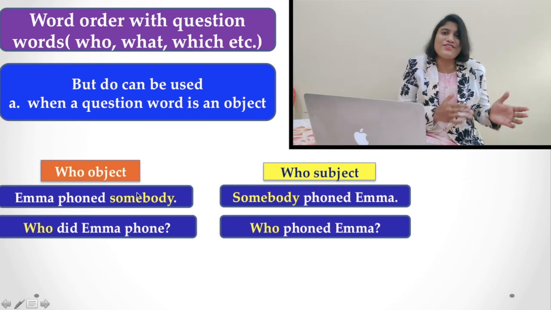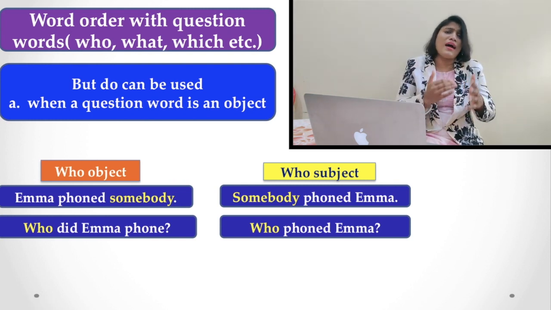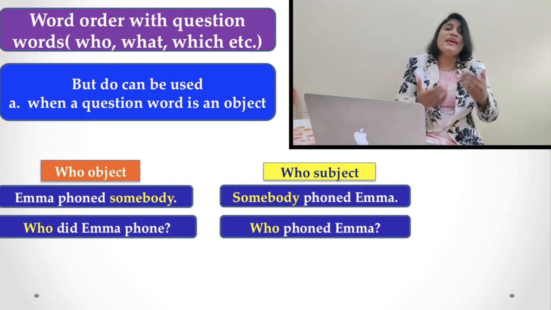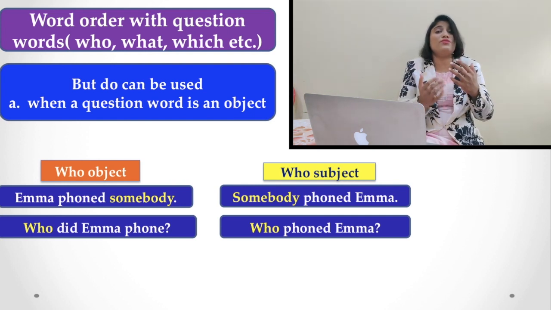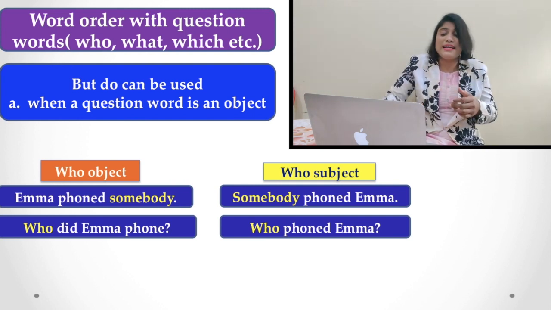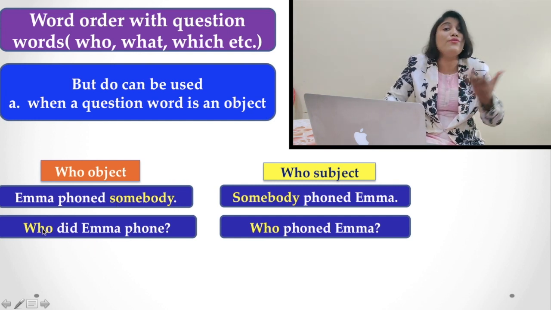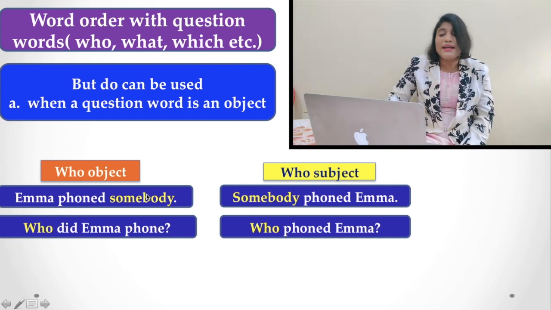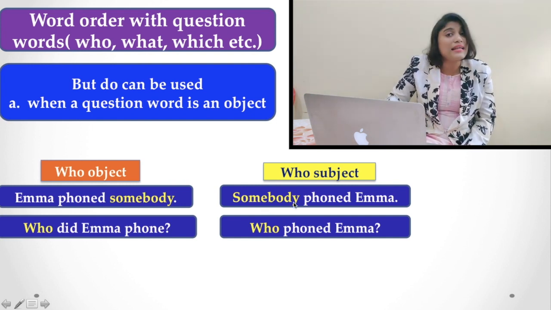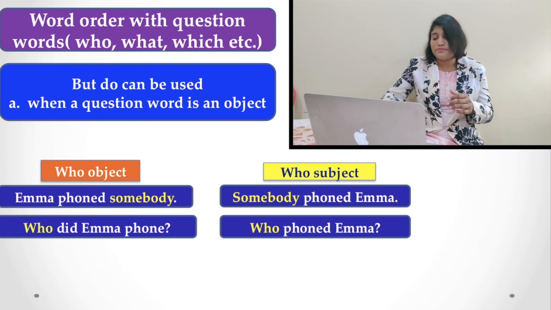If the WH word or the question word asks the question about the object, or to put it another way, if the WH word is used to ask a question about the object, your answer should be the object. Emma phoned somebody. Who did Emma phone? Your answer is somebody. But if your answer is the subject, that is, somebody phoned Emma, here you find who phoned Emma, your answer is somebody. There you do not use auxiliary do.